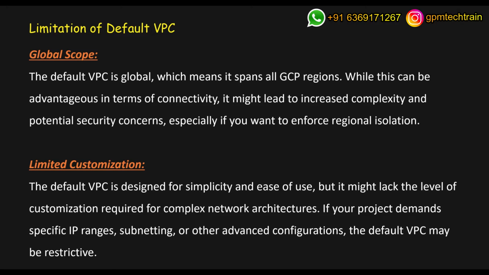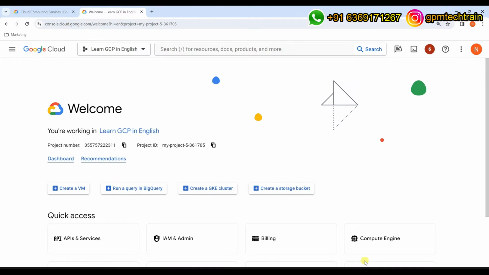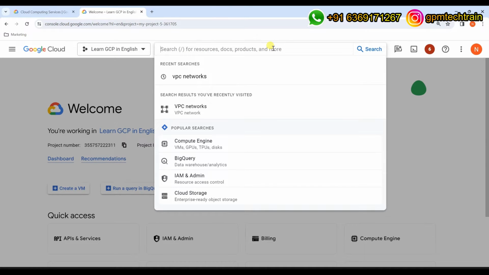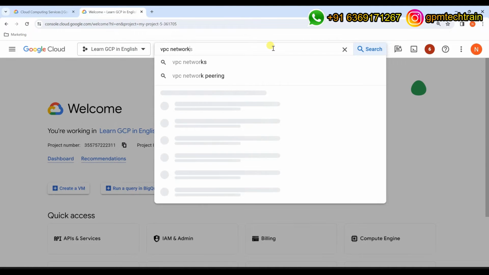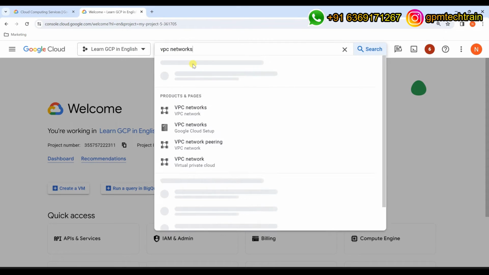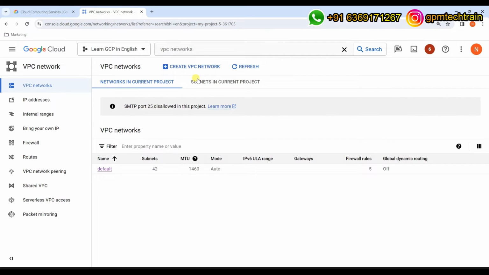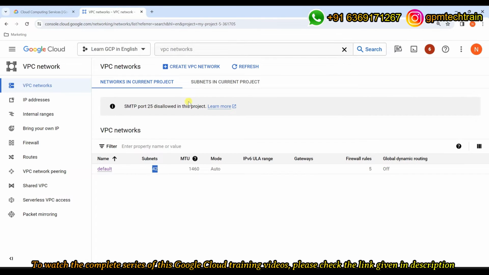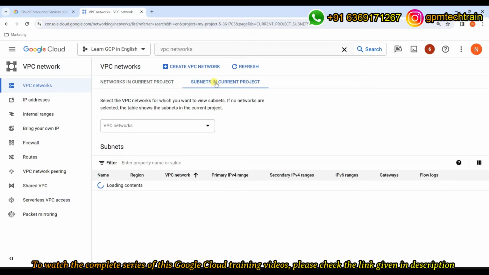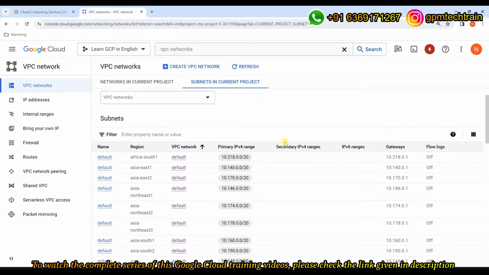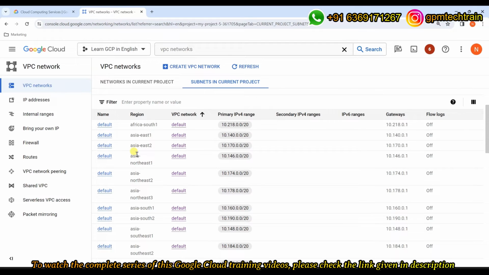Maybe we can just check it in parallel. I just came to my Google Cloud Console. Let's go to VPC network to understand the limitations due to its global scope. If you see here, I have 42 subnets. Let me get into the subnets associated with this default VPC. You can see this default VPC spans across all these regions.